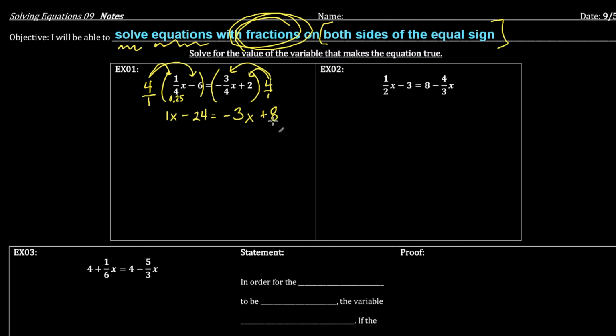Now we have x's on both sides of the equal sign. So I'm going to add 3x on the right side. Add 3x on the left side. I get 4x minus 24 should give me 8.